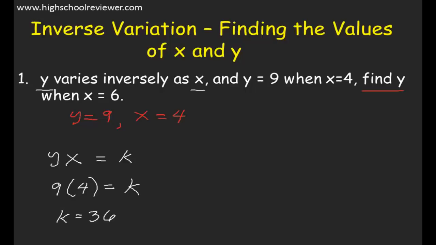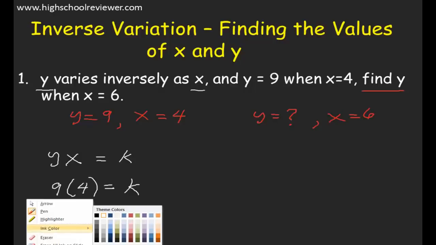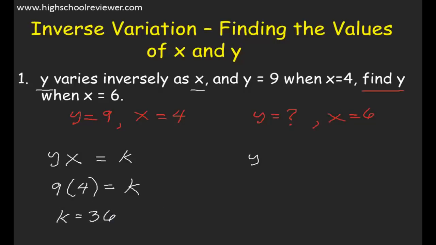Our second value for y. So our y here is an unknown since we are going to find y. So y here is the unknown when x is equal to 6. We are going to use the same equation, and that is yx is equal to k. Our y is unknown and our x is 6, so that is 6y equals, our k is 36. To find y, we need to cancel out 6. To cancel out 6, just divide both sides of the equation by 6.